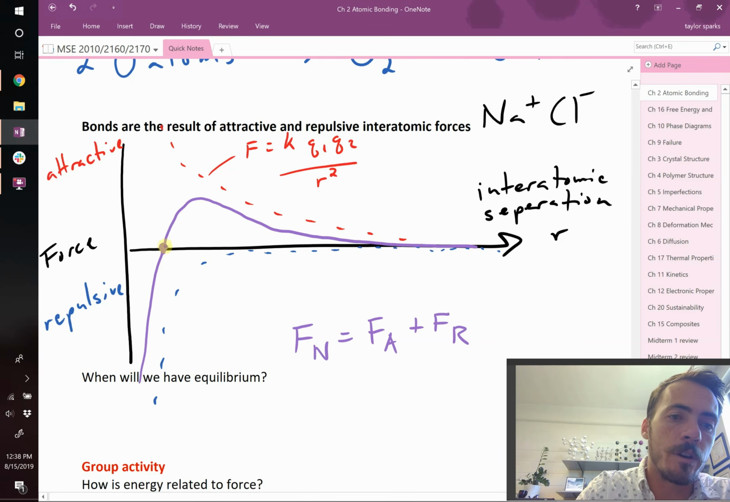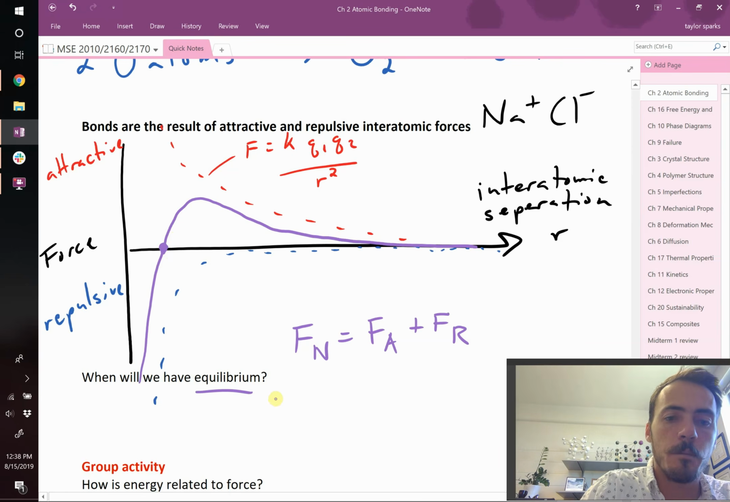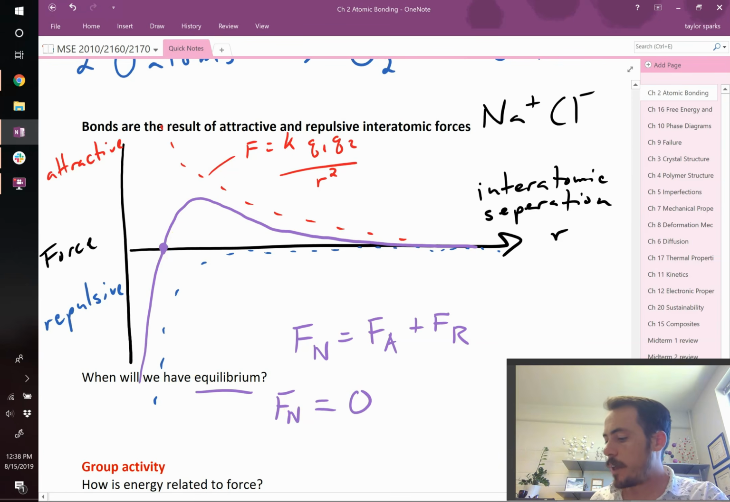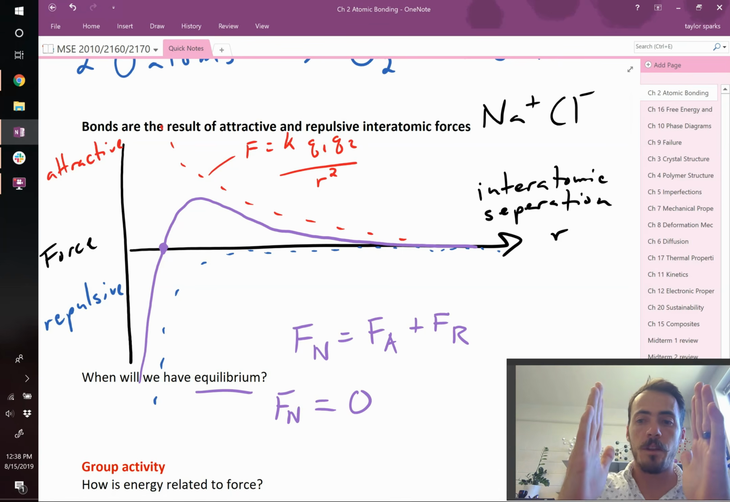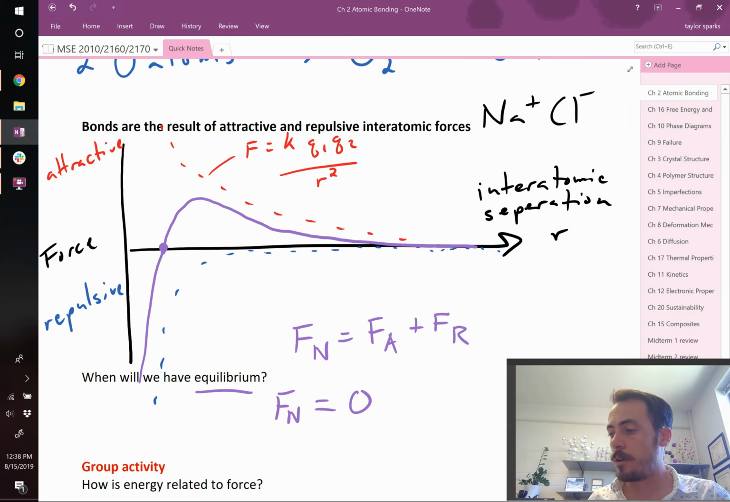Where you're going to have a point at which there is no net force. If there's no net force acting on an object, you are in equilibrium. When Fn equals 0, that's when you have no net attractive force, therefore it must be in equilibrium. If there was a force on it, they'd be either getting closer together or further apart. But since there isn't, it's just going to stay put there, okay?